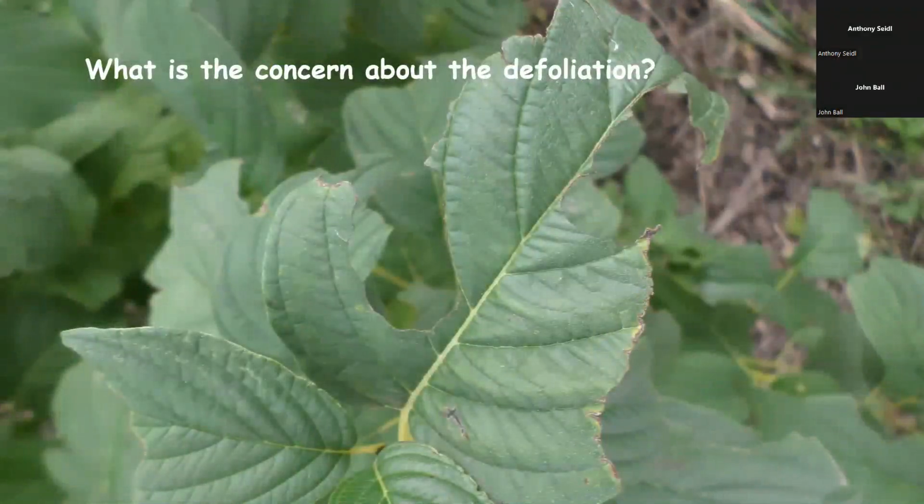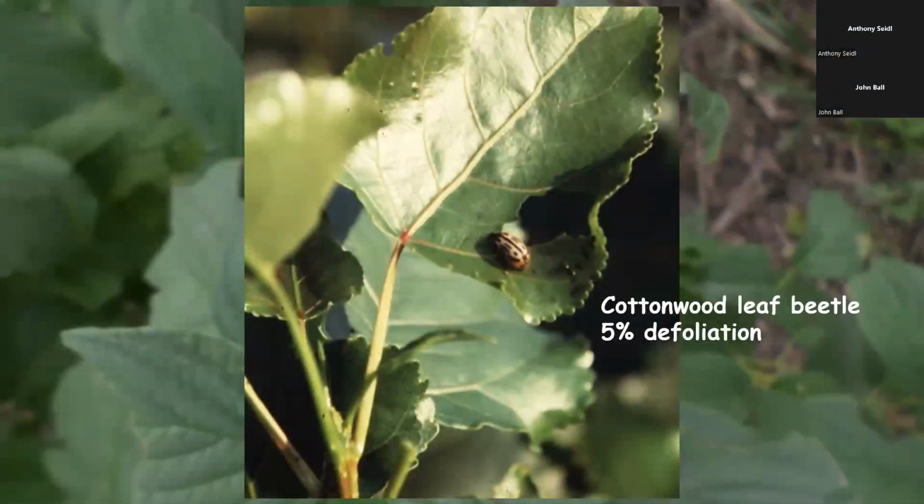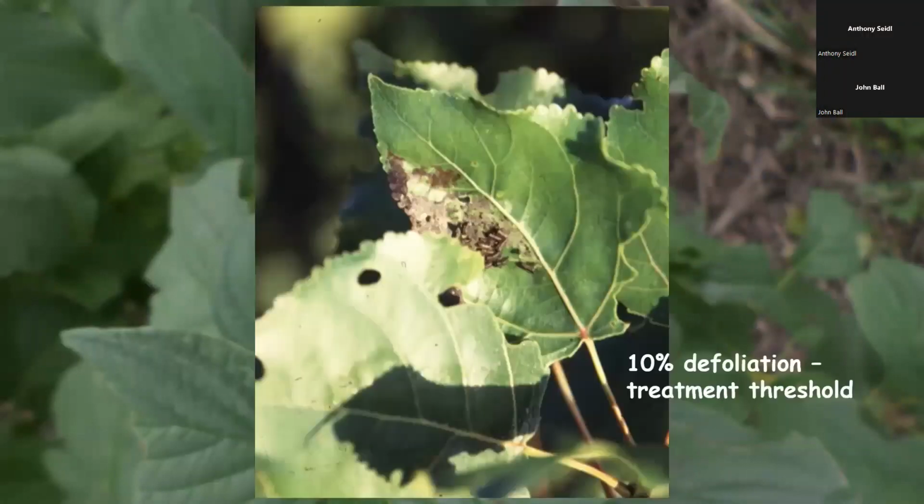Well, what's the concern about defoliation really? Is it the health of the tree or the appearance of the tree? Because in some cases, only the appearance may be affected. Now, the appearance is important. There's been a number of studies that have shown that, in this example, cottonwood leaf beetle, at 5% defoliation, people notice it. They don't like it. At 10%, they figure you should have sprayed if you're hired to do it, or someone should be spraying. 10% defoliation does not affect the trees at all.